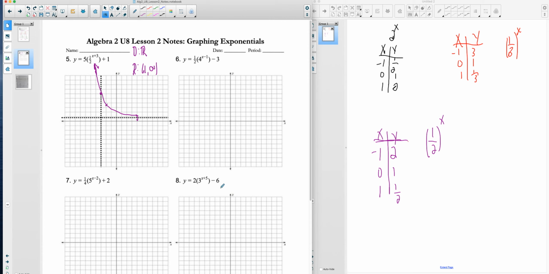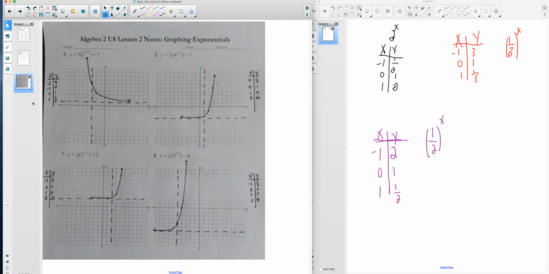All right, so for those of you that stuck around, I have taken a picture of the answer key here and added some things in here so that you could see the work just a little bit quicker than watching me draw everything. But if we look at number 6, we have a horizontal shift to the right 1. We have a vertical shift of down 3. You can see my table here, so those are the points I used.